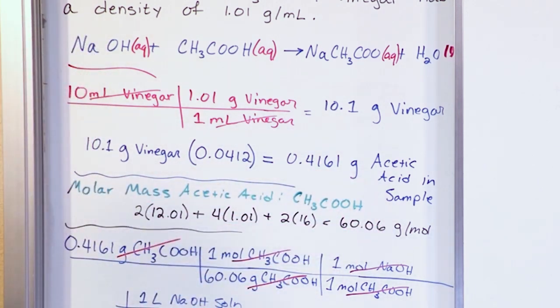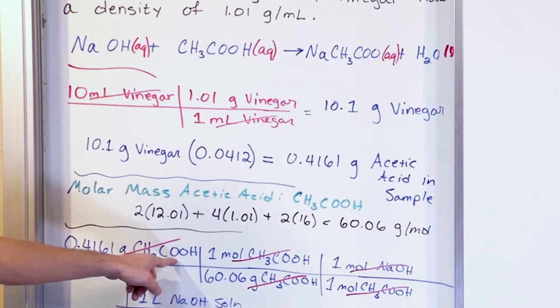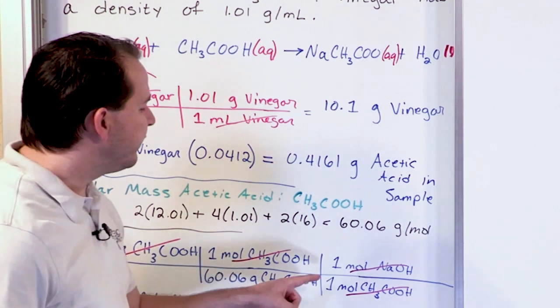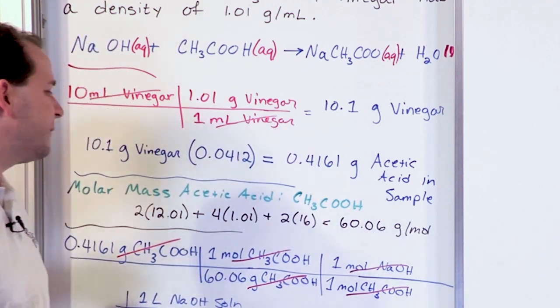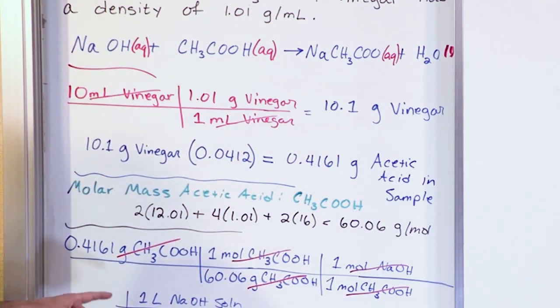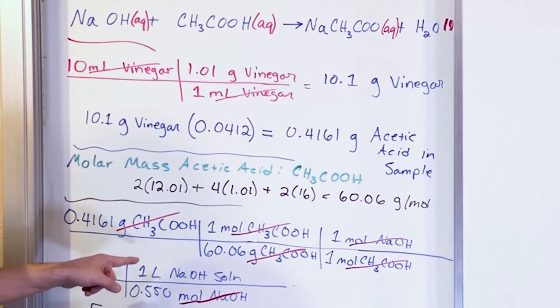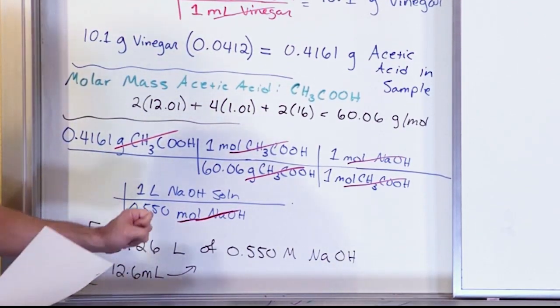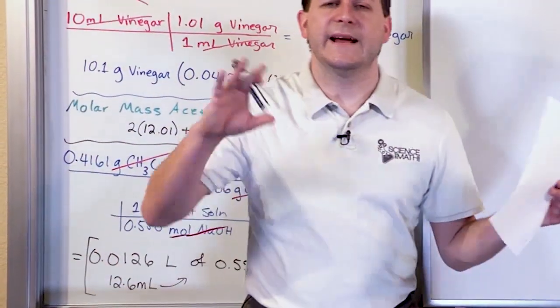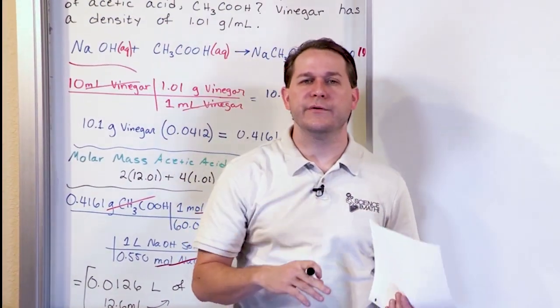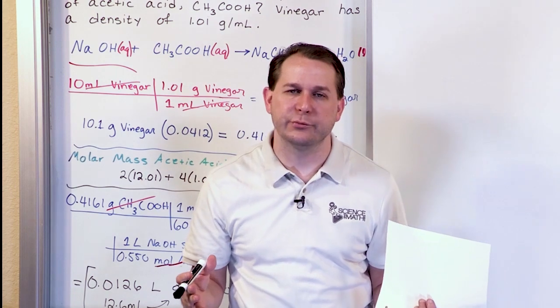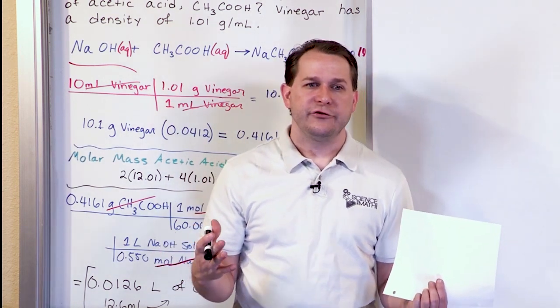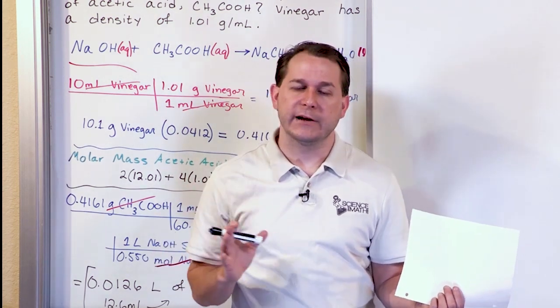So we know at the end of the day that we start with 0.4161 grams of acetic acid, we convert to moles, then we use the reaction to convert to moles of sodium hydroxide, and then we use the solution molarity to go from moles of sodium hydroxide to liters, and that's how we get our final answer. So it's the same general idea. You just have to resist that temptation when you're reading a chemistry problem to freak out and say, wow, this is totally different. How do I do this?